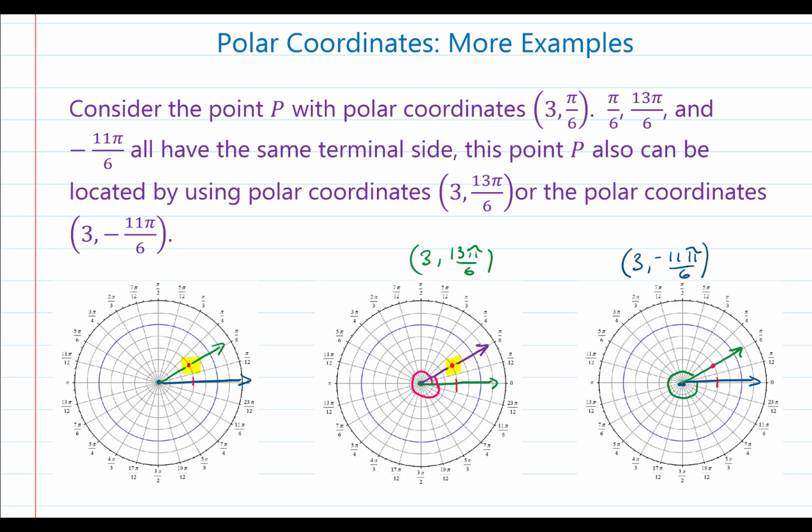And so one more time, this is the same exact point as I had for the other 2 ordered pairs. So the whole moral of the story, I guess you might say, is that for this same point, I can represent it using 3 different sets of ordered pairs.